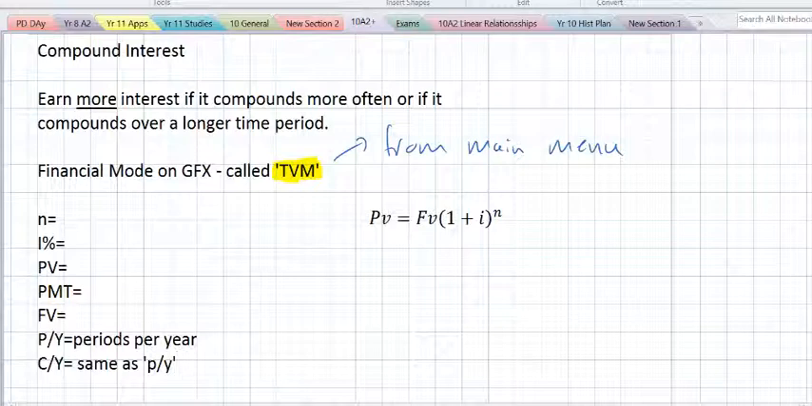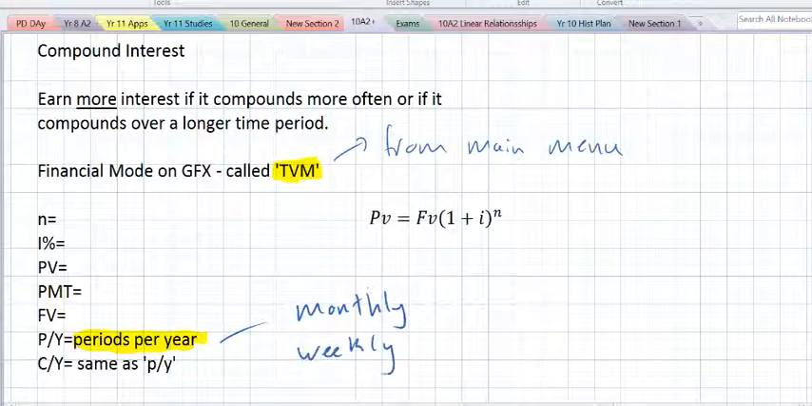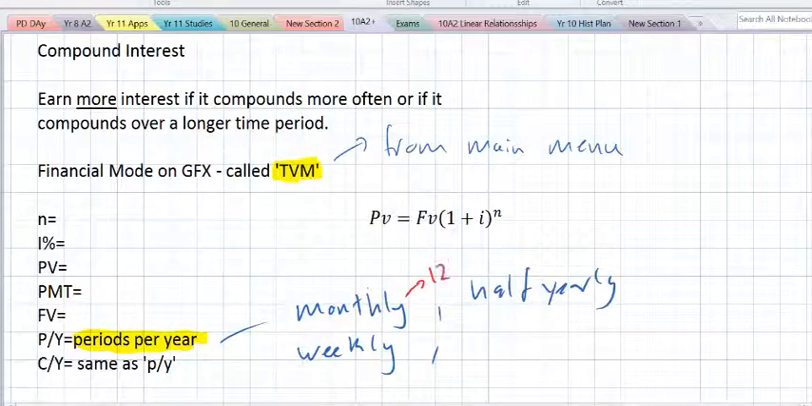Now, this periods per year will come in the question as monthly, weekly, half yearly, etc. If it's monthly, how often does it compound? 12 in a year. Monthly is 12. Half yearly? 2. Weekly? 52. If it was quarterly, it would be 4. So it's the number of periods in a year.